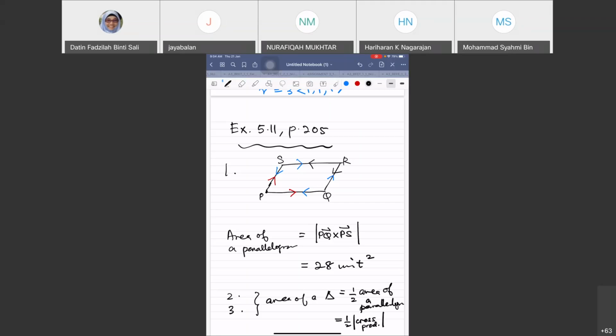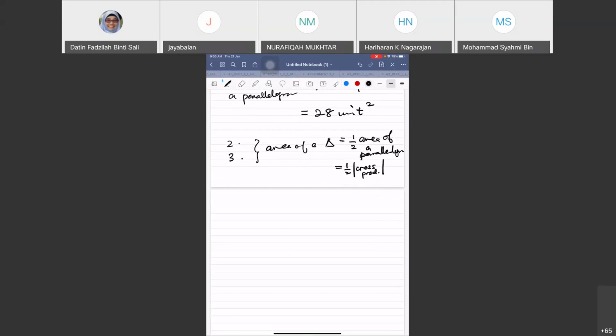Okay, and for exercise, that is 5.12. 5.12 is asking you. Okay, let's look at this. Maybe one question. After this, we take a break. Then we will continue with the exercise chapter 5. Okay, for exercise 5.12 on page 208. This is now finding the volume of the parallelepiped.